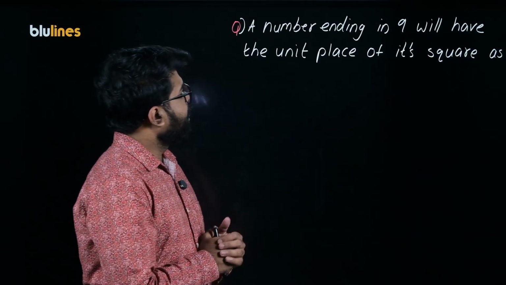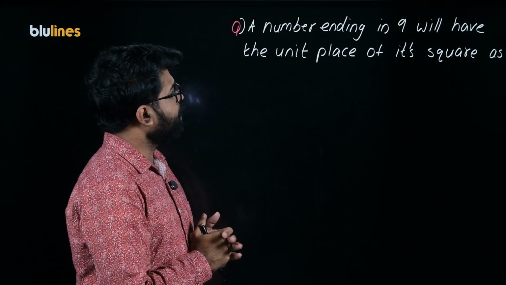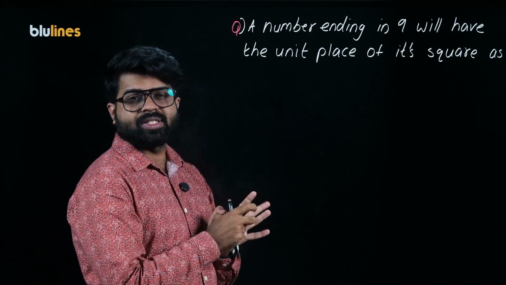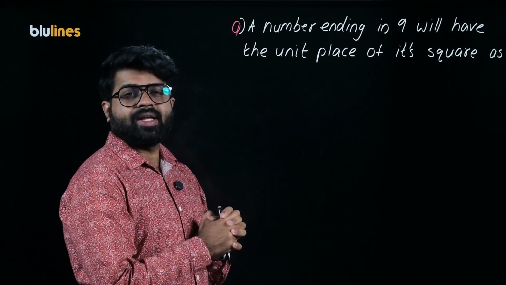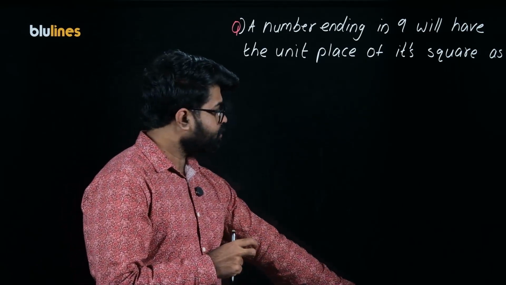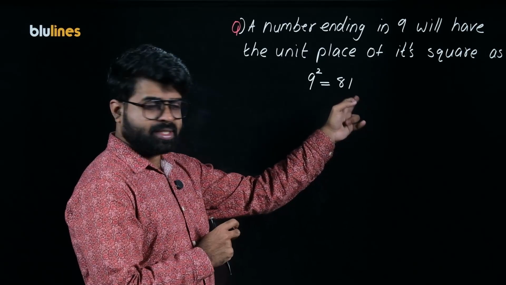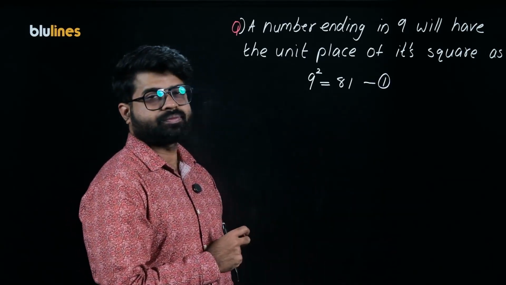Next one, a number ending in 9 will have the units place of its square as. So what is the units place of a number which is ending in 9? We know that 9 square is 81. So the units place must always be equal to 1.